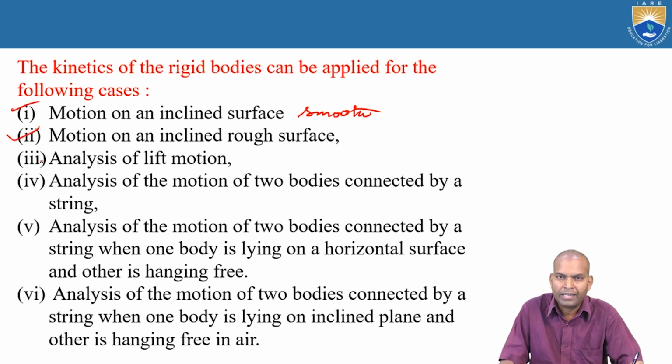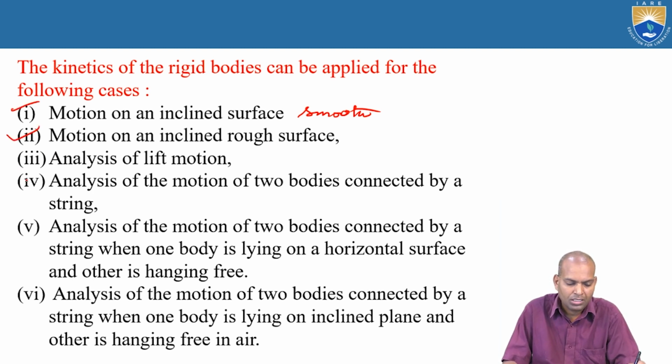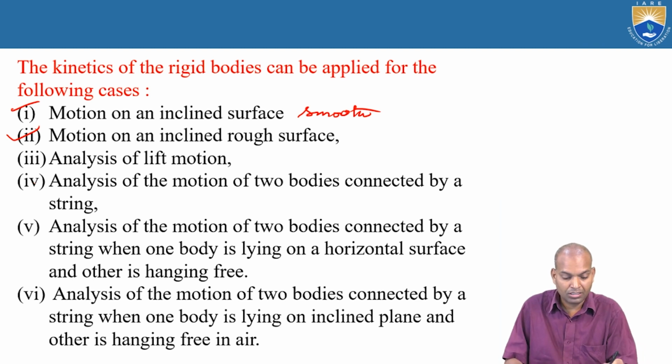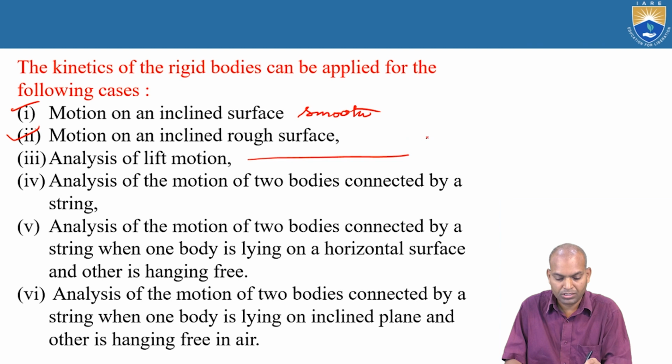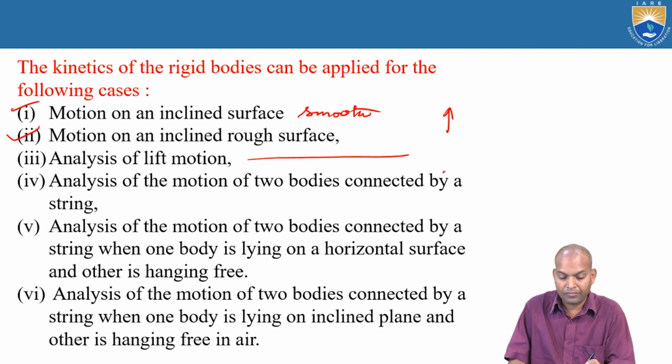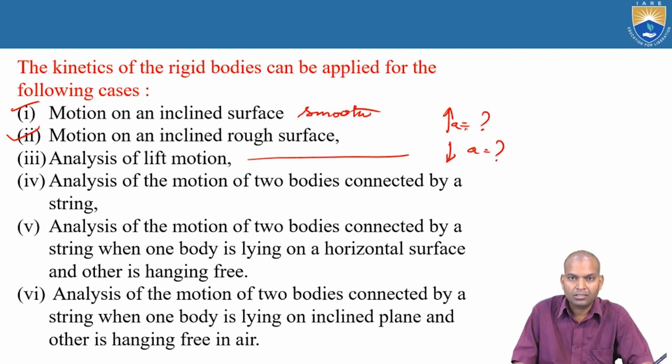And the third one is the analysis of lift motion. Under the cases of lift motion, we are going to consider when the lift is moving upwards, what is the acceleration, and when the lift is moving downwards, what is the acceleration. These are the 2 conditions we are going to study in the analysis of lift motion.